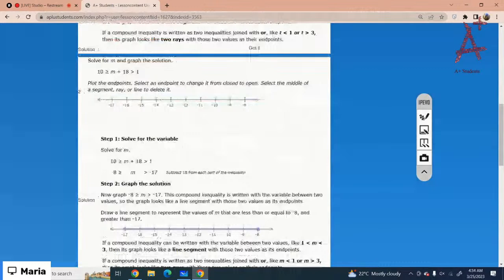Okay, the next one is 10 is greater than or equal to m plus 18 and m plus 18 is greater than 1. Let's solve the inequality first. The solution is negative 8 is greater than or equal to m, and m is greater than negative 17. That means the values of m are in between negative 17 and negative 8. Got it? That is because you have a variable that is between two values. So the graph looks like a line segment. Got it?